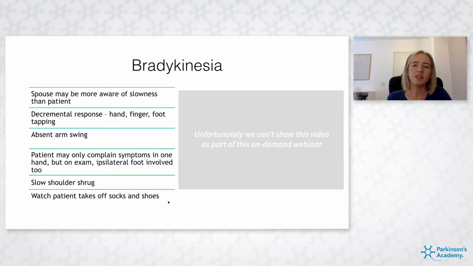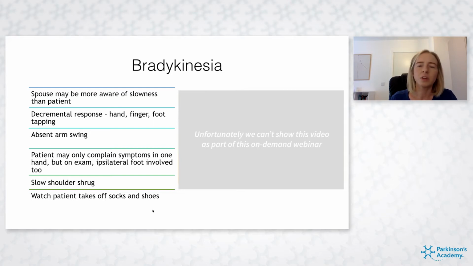Bradykinesia is critical to the diagnosis of PD, and it is one of the signs that correlates best with dopaminergic deficiency. When you're taking the history, it's often the spouse who comments more on the slowness of movement. They might have actually noticed it more than the patient themselves.